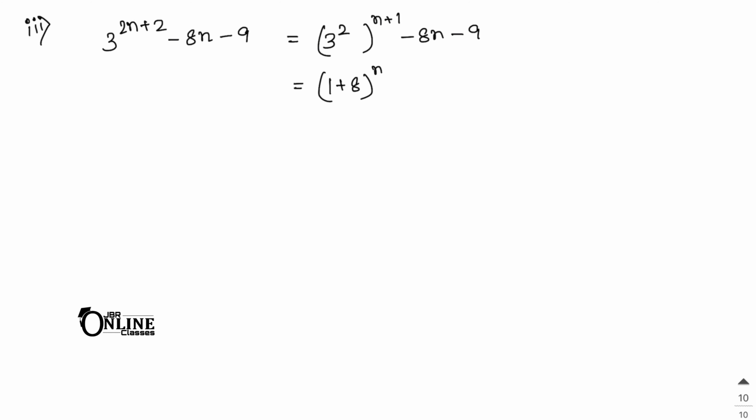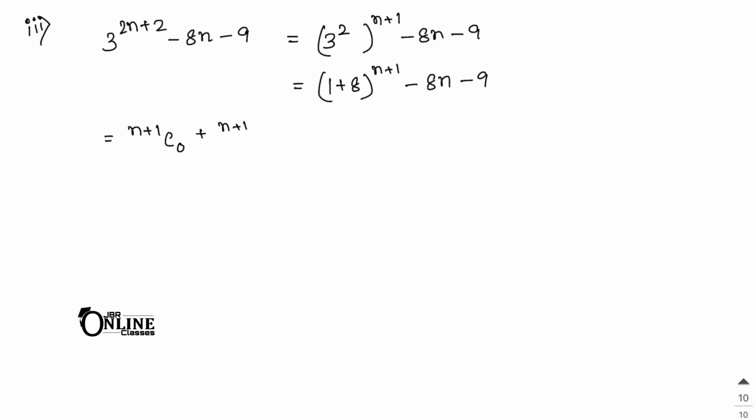So here in sum number 3, prove that 3 to the power 2n plus 2, minus 8n minus 9, is divisible by 64 for all n belongs to N. It's very easy. So write again 3 square whole to the power n plus 1 minus 8n minus 9. 3 square means 9, and 9 means (1 plus 8) to the power n plus 1 minus 8n minus 9. So now here (n plus 1)C0.